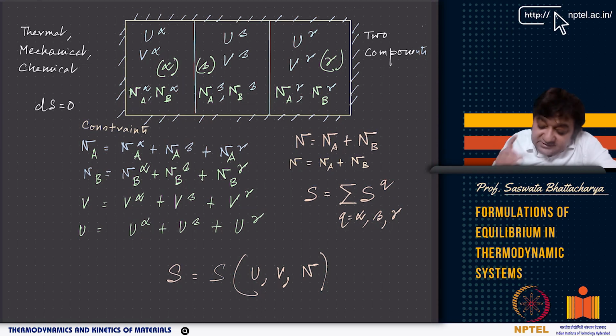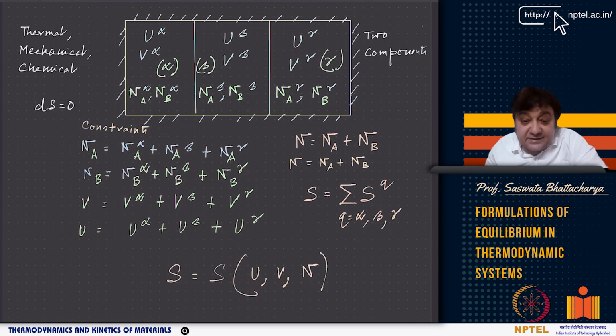Similarly, the total energy, which is U alpha, the internal energy of the alpha subsystem, U beta, the internal energy of the beta subsystem, and U gamma, the internal energy of the gamma subsystem. The sum total of that, U alpha plus U beta plus U gamma, equals U, which is a constant. And as you know, S is a thermodynamic variable, and it's an extensive function of these three extensive parameters U, V, and N, right?